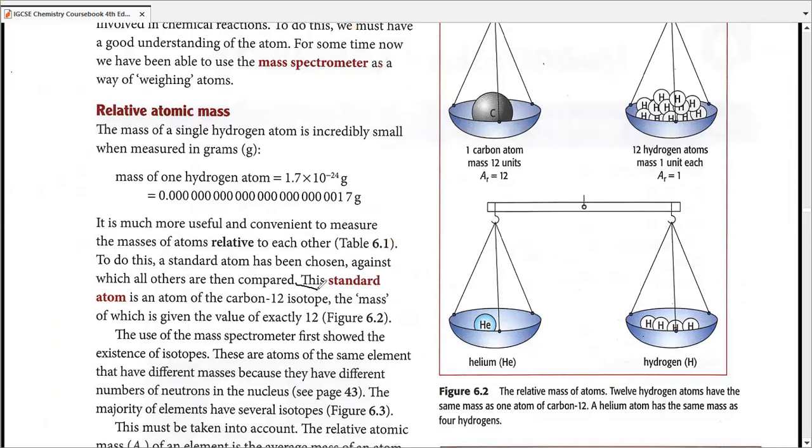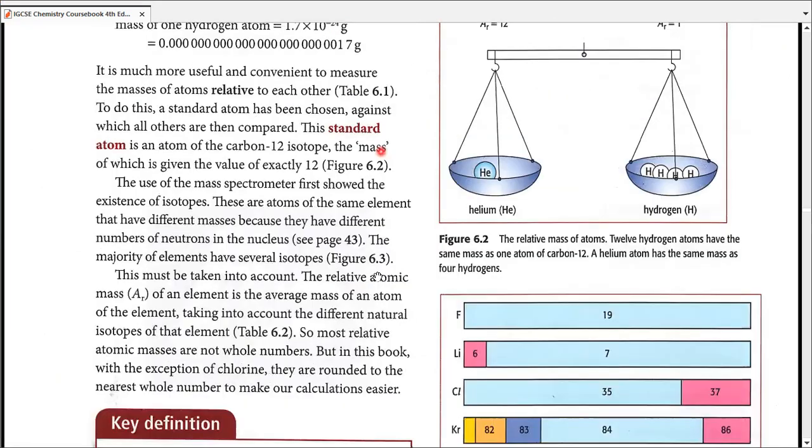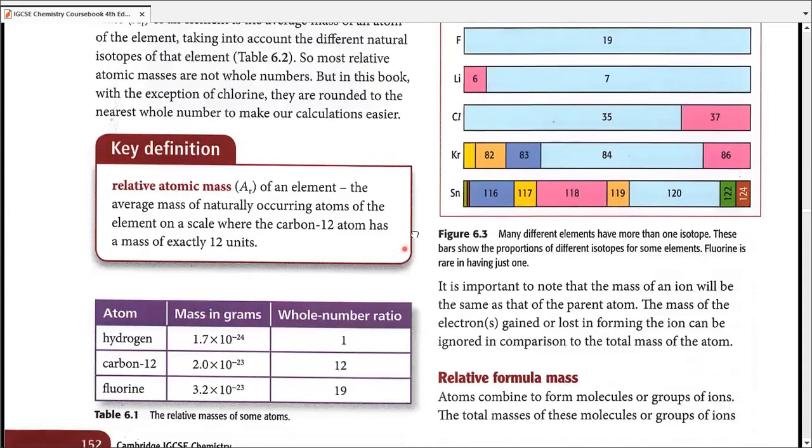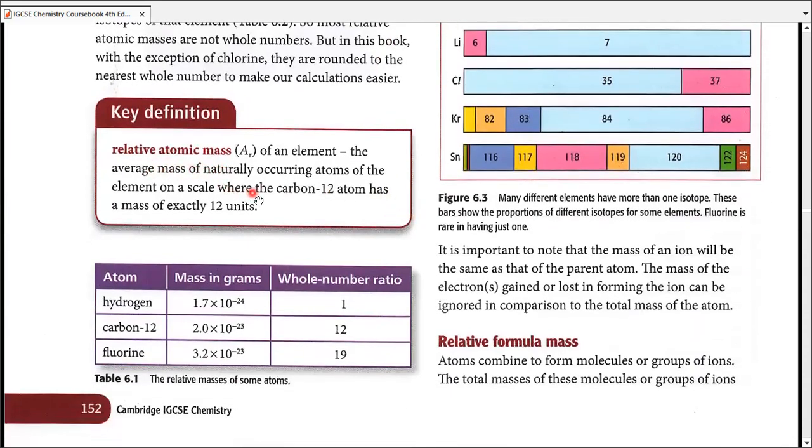So you actually are talking about an average of all the isotopes of an atom, and that too a calculated average, not just a simple average. Now, we already know how to take the relative atomic mass of an element. We did that back in chapter number 2. We do understand its definition. Relative atomic mass is average mass of naturally occurring atoms of an element on a scale where carbon 12 atom has a mass of exactly 12 units.